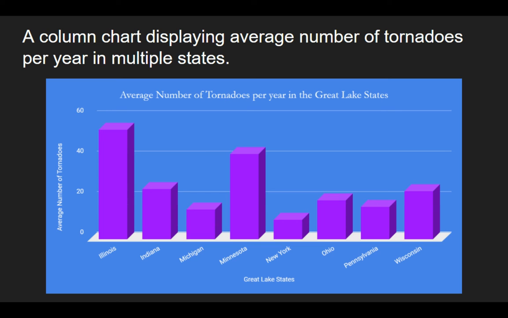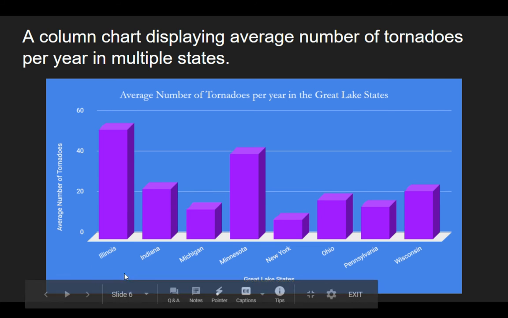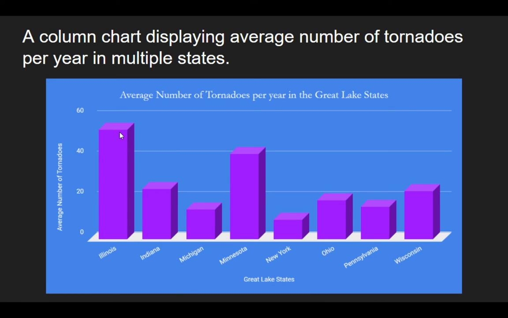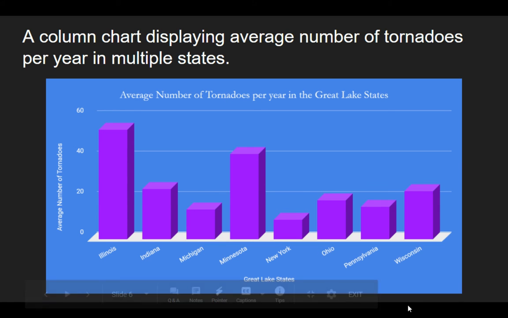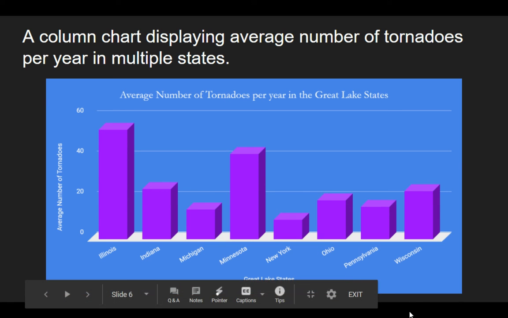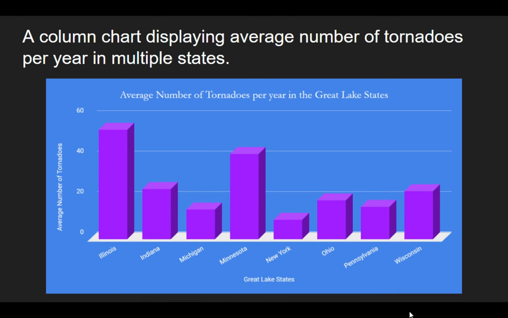So looking at the graph, you'll see that we have vertical bars. And then just by glancing at it, we can see that Illinois has the most average tornadoes per year. And then New York, which has the smallest bar, has the least amount of tornadoes per year. But this is a quick way to look at this data and to figure out what states have the most and least average number of tornadoes.